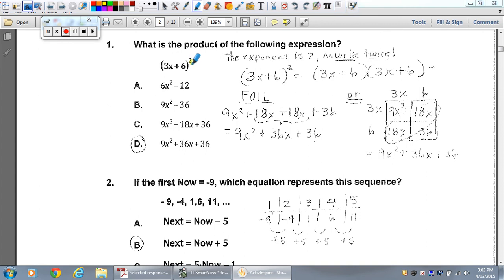The way to avoid a problem on this one is anytime you have something squared, just write it twice. So this was a binomial squared, so I wrote it out twice and then multiplied the terms. You could think of distribution, FOIL, or use the box method. But always show your work on that problem. It's really easy to make a silly error.